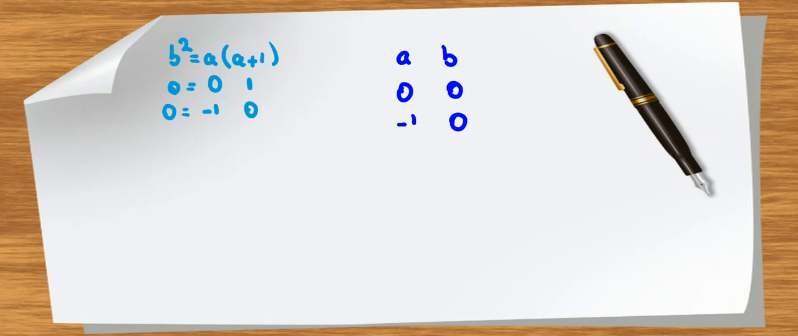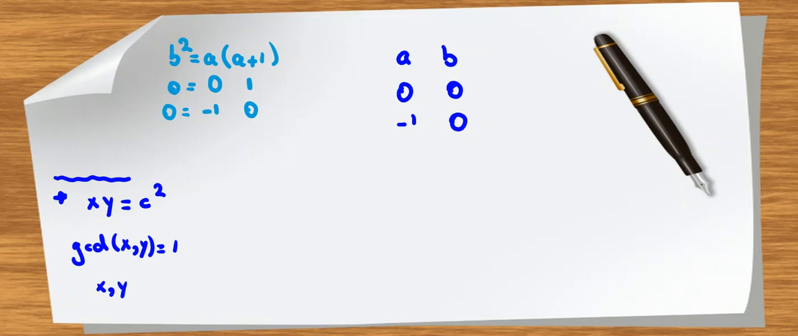Let me explain the thing I mentioned at the end: why a times a plus 1 being a perfect square gives perfect squares. If we have xy equal to, for example, c squared, and the GCD of x and y is 1, which is an important point, and x and y are positive integers, we conclude x is a perfect square and y is a perfect square.